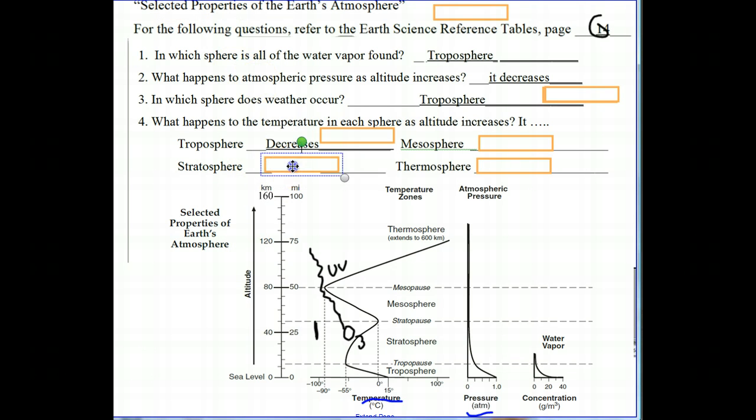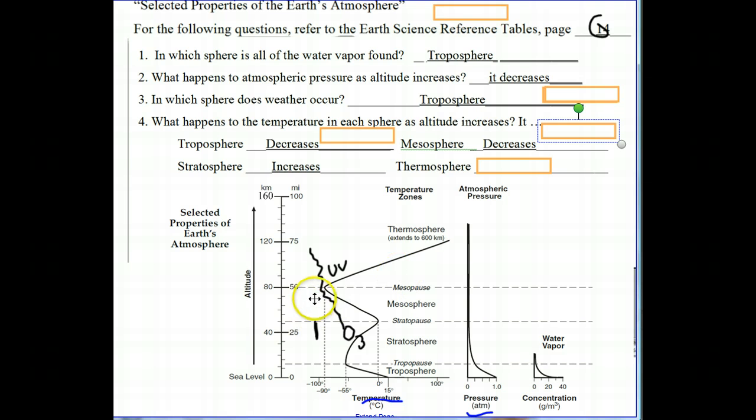And as that energy creates molecular motion, making those molecules move faster, the temperature goes up, and so we see the temperature increase in the stratosphere. In the mesosphere, the temperature goes back down, as you can see there, so it's decreasing again.